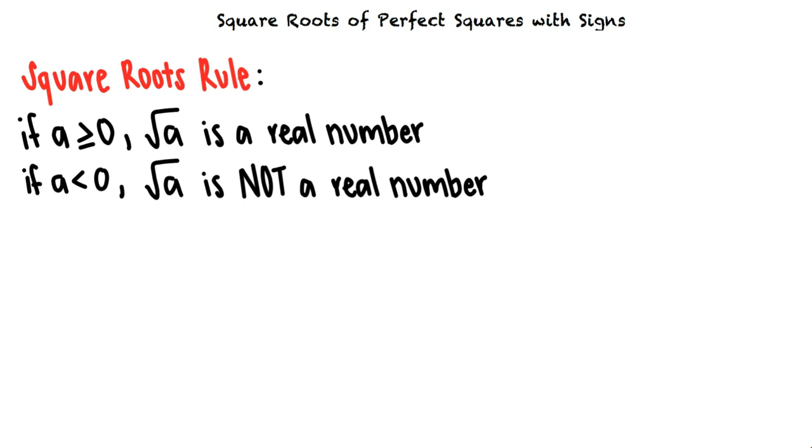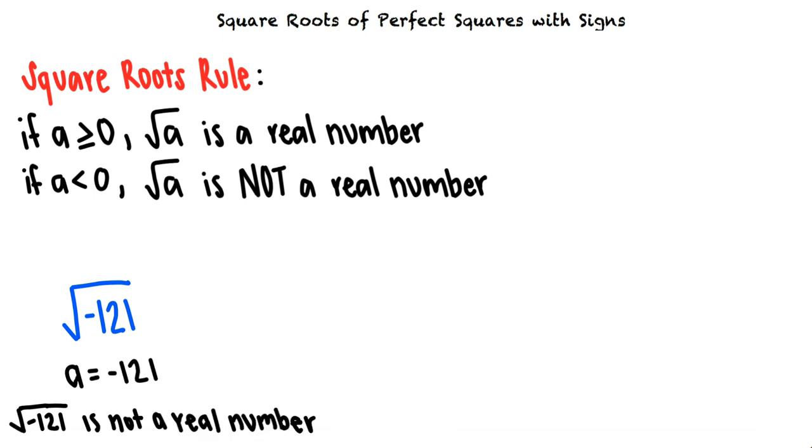Let's consider the example, the square root of negative 121. What do you think the real number solution is for this problem? Well, 121 is a perfect square, so this would result in 11, right? Well, you're correct that 121 is a perfect square. However, for this problem, there's a negative sign inside the square root. Therefore, the answer is not a real number.